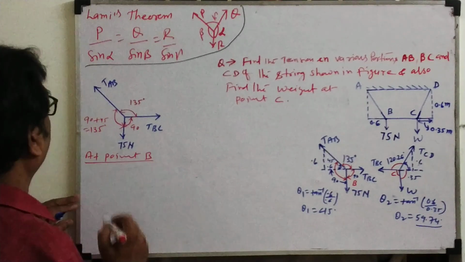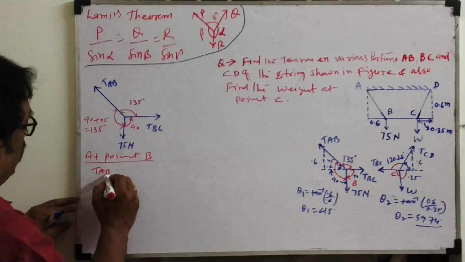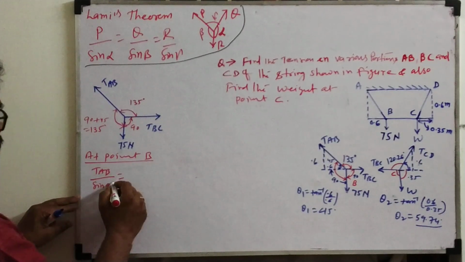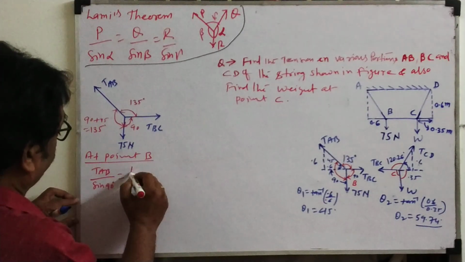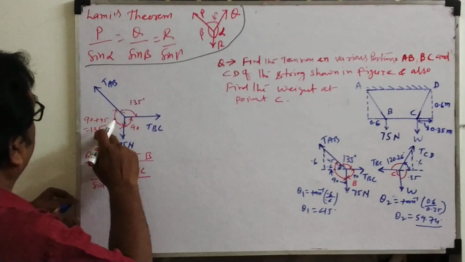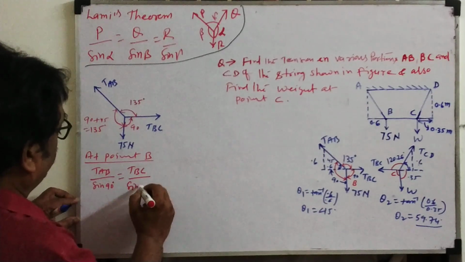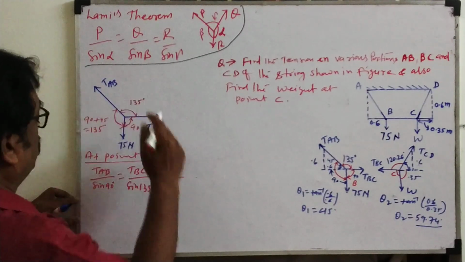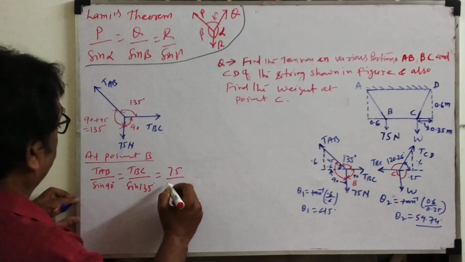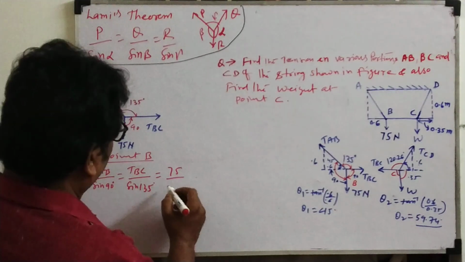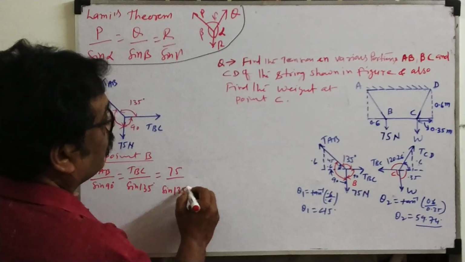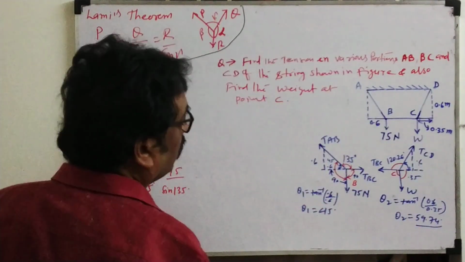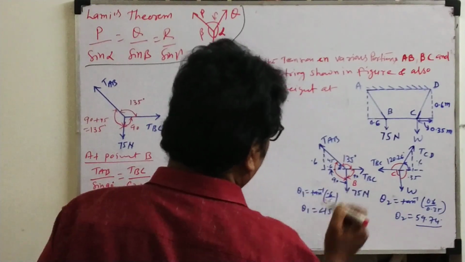Apply Lami's theorem at point B. So what will we write? TAB divided by the opposite angle, sin 90 degrees. TBC, opposite angle between these two forces, sin 135. Now the load given, 75, opposite angle is sin 135. This angle also sin 135. So see this 135, 90 plus 45, 135.